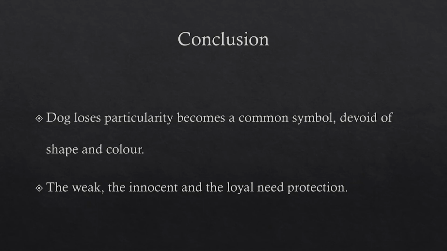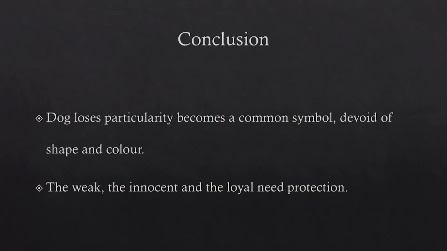It becomes a representative of this entire species of the dog. And again, the dog itself, as we know, is a very powerful, common symbol, and this symbol is devoid of any shape or color or even of this species association. So it becomes a symbol for all the weak in the world, all the innocent, and all the loyal who need the protection of the powerful, and in this case the powerful mean the human beings who have this power to offer succor, salvation and rescue to the needy.